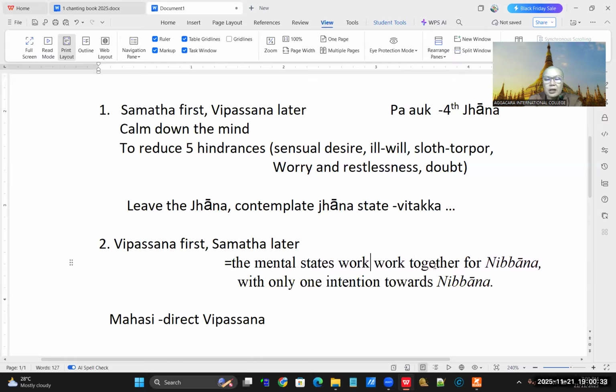Work together, incline towards nibbana, right? So this means that we still can practice. If you're practicing Mahasi, you can just practice as normal, right? But later when your mind becomes more mature, more strong, at the same time you try to incline the mind toward nibbana. This is the method there.